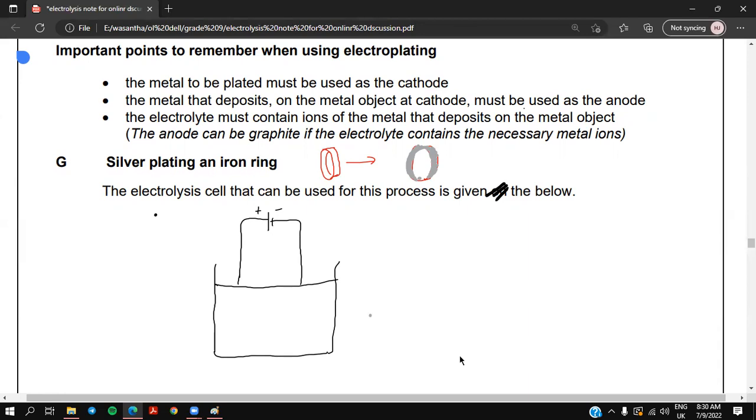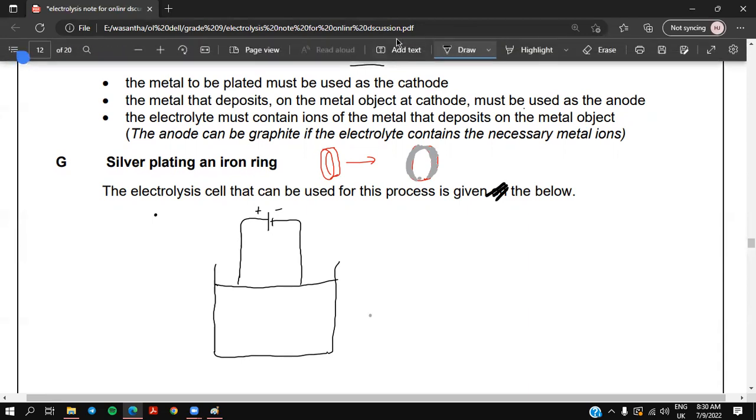Now what are we going to do? To discuss electroplating, in this particular example, we are going to do silver plating on a metal ring. There should be an anode and cathode here.